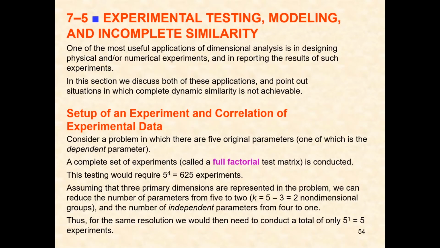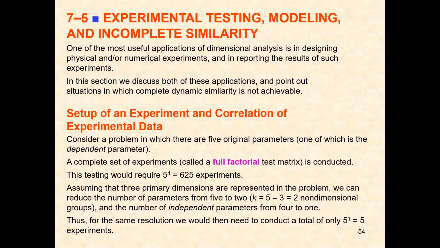Okay, section 7.5 talks about experimental testing, modeling, and incomplete similarity. One of the most useful applications of dimensional analysis is designing physical and numerical experiments and reporting the results of such experiments. So in this section, we are going to discuss both of these applications and point out situations in which complete dynamic similarity is not achieved. This is when you want to set up an experiment and correlate experimental data.